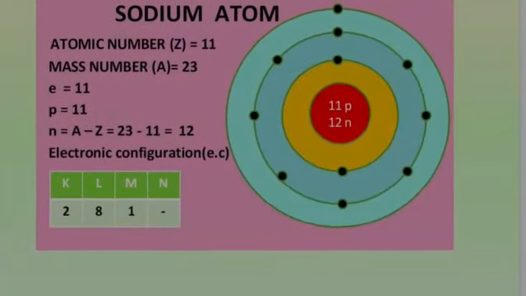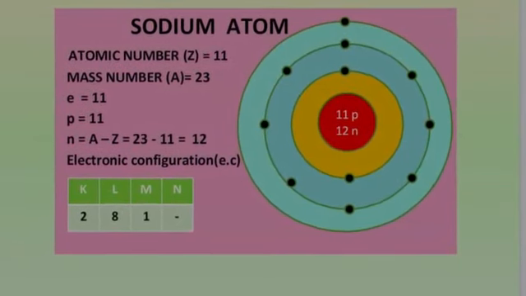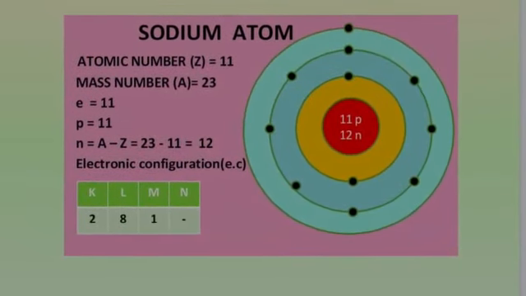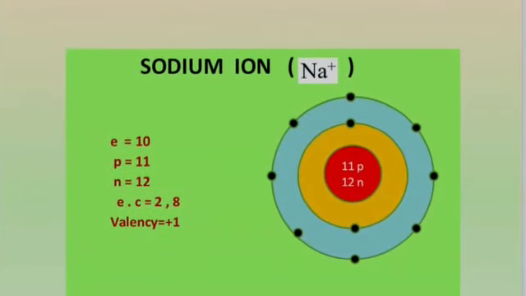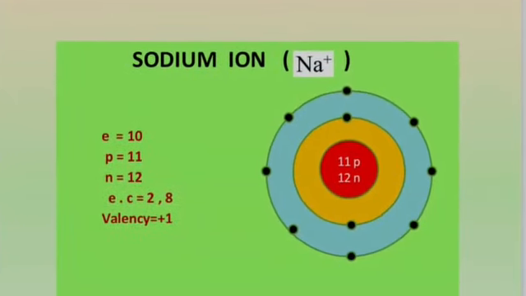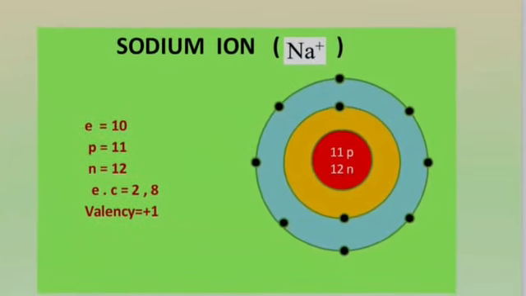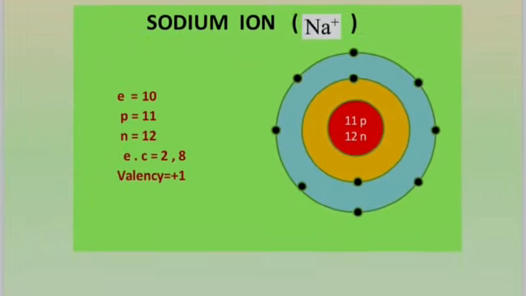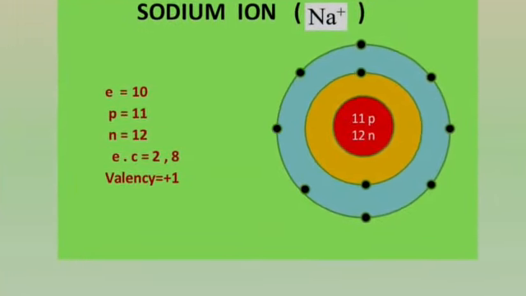The first example that we take today is the sodium atom. Electronic configuration 2, 8, 1. So only one valence electron in the M shell. It loses this one electron from the M shell to become stable with 8 electrons in the L shell, and it forms the sodium cation, valency +1.